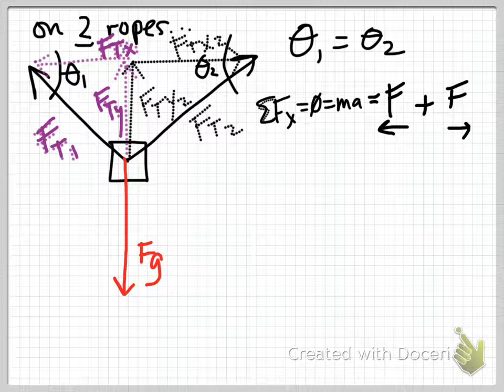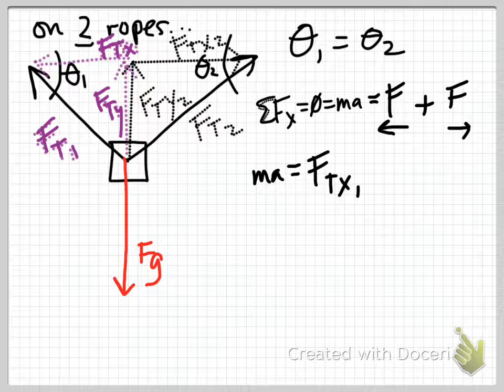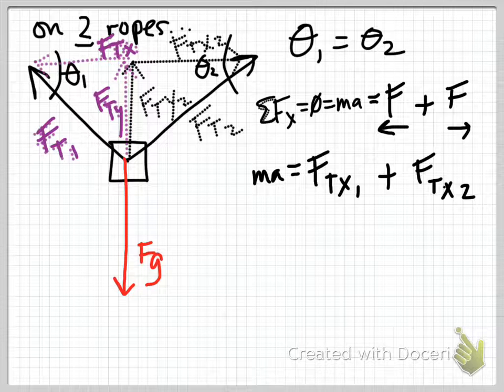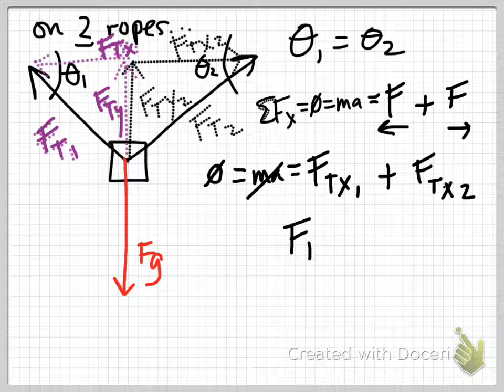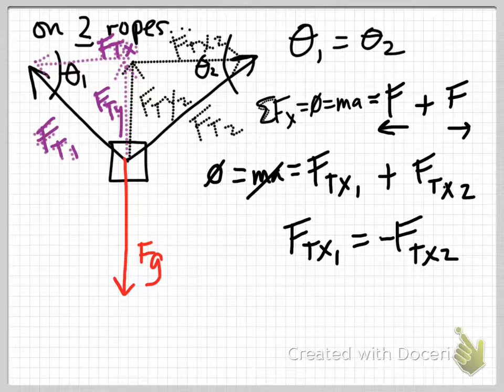Give me one force in the Cartesian negative direction. Force of tension x1. Okay. And the other one, of course, would be force of tension x2 in the opposite direction. So these are in opposite directions. Because we know that this is 0, we know they're equal and opposite. We could take this down to a solve. Well, we know this is 0, so we can get rid of that. So we know that FTx1 equals the negative of FTx2.